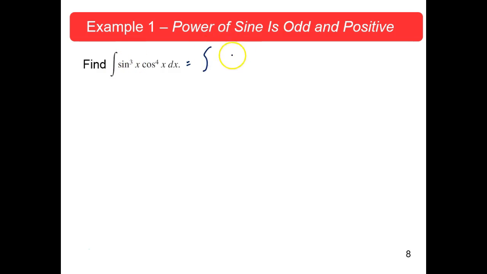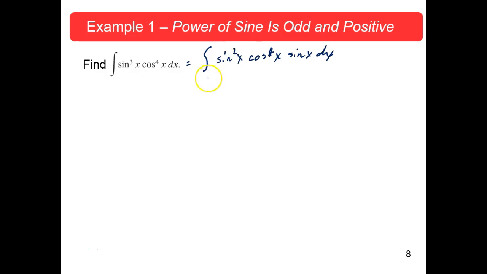So this will be the integral of what do you have left if you take one sine out? How many do you have left? 2. Sine squared x, cosine fourth x, don't mess with that for now. And the sine that you took out, put with your dx: sine x dx. Because you know that is related to the derivative of cosine, right? Derivative of cosine is minus sine dx. We'll get back to that in a minute.